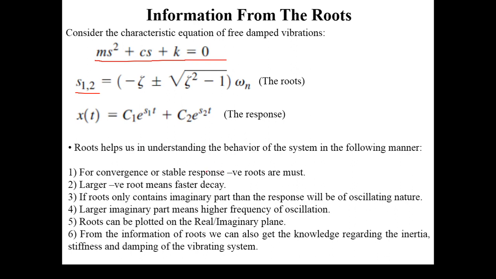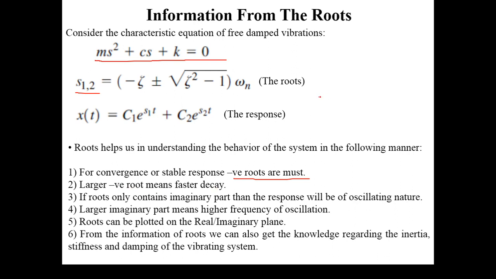So we have to keep in mind these points. For example, the first point: for convergence or a stable response, negative roots are a must. So we must have negative roots, or we can say that the characteristic equation in our system should have negative roots for convergence or for stability. Larger negative roots mean faster decay.